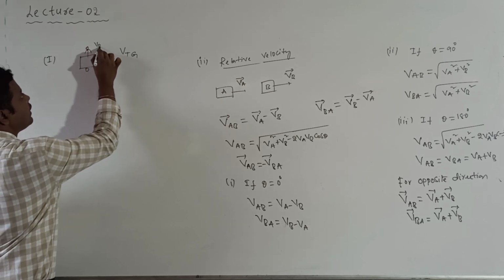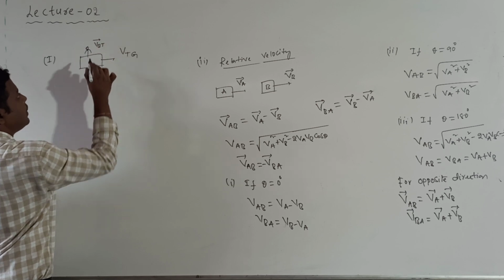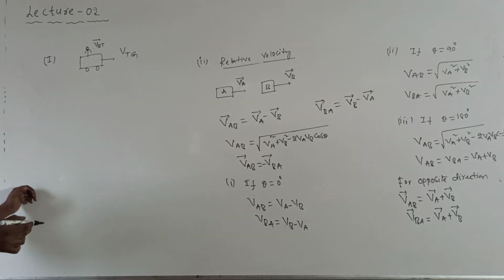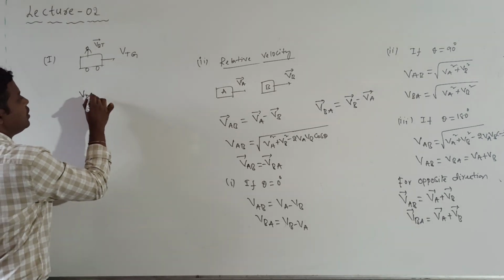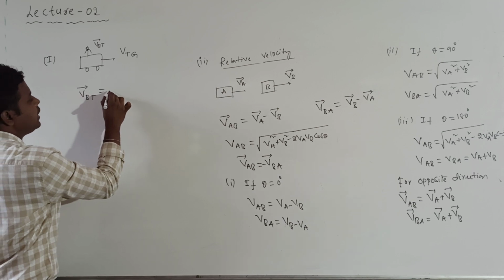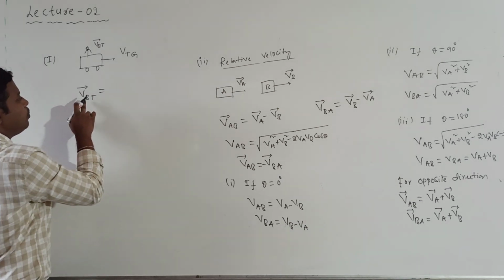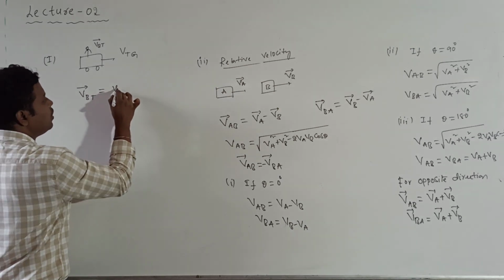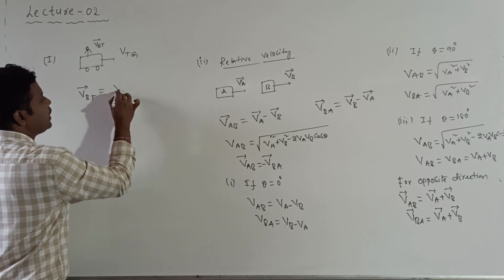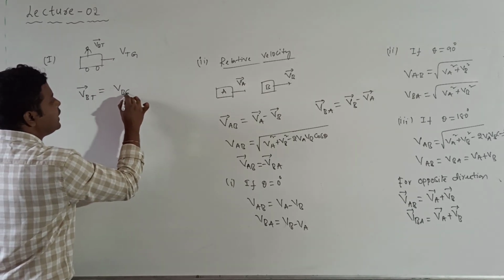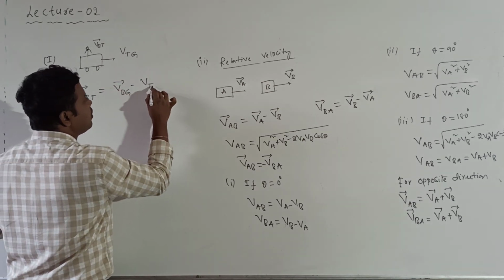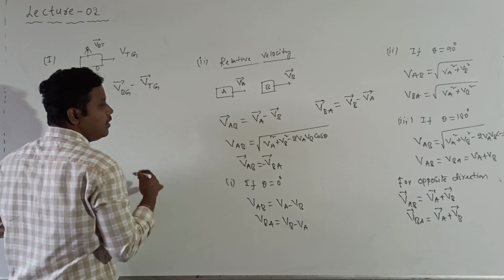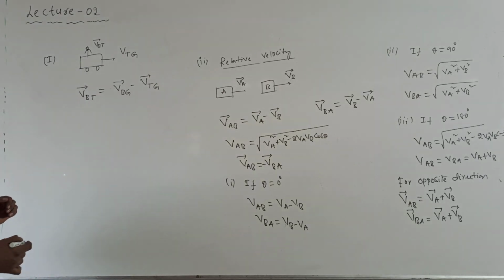Let me call it Vtg bar. So what is Vtg bar? Velocity of the boy with respect to train. Then according to the relative velocity concept, relative velocity of boy with respect to train is equal to the velocity of the boy with respect to ground, Vbg bar, minus the velocity of the train with respect to ground. So that is the general formula for relative velocity.